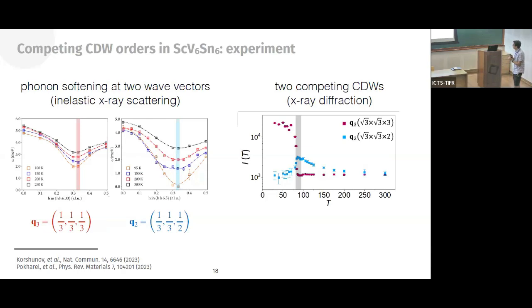And other experimental work suggests that there are actually competing charge density waves in this compound. For example, these are results from elastic X-ray scattering, where they observe phonon softening at two different wave vectors. One of them is this 1/3, 1/3, 1/3, but they also observe softening at the wave vector which I label Q2, 1/3, 1/3, 1/2. So again, they have the same in-plane modulation, but distinct out-of-plane modulation. So although the ground state experimentally is agreed to be driven by this wave vector, there seems to be some perhaps short-range order with this other wave vector developing before the full charge density wave transition to the Q3 order.